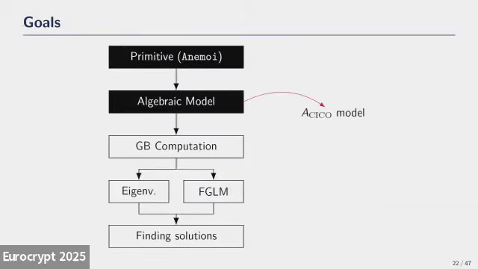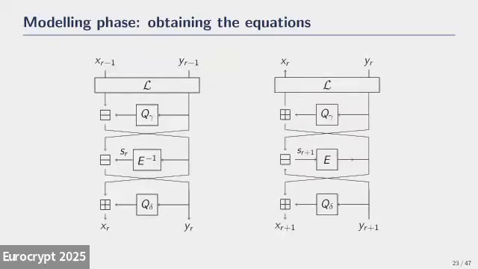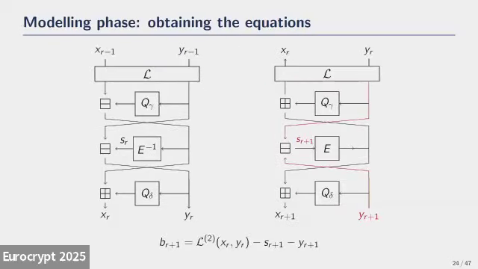Okay. Now, let's start here. So the first contribution is the definition of a new model of representing Anemoi, which we called ASICO. And this is how we obtain the equations. The first equation links the second output of the linear layer with the input to the function E and the second output of the nonlinear layer.